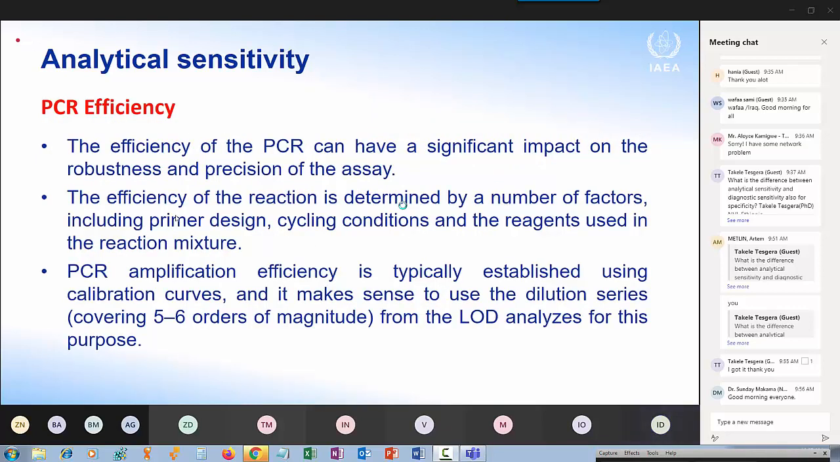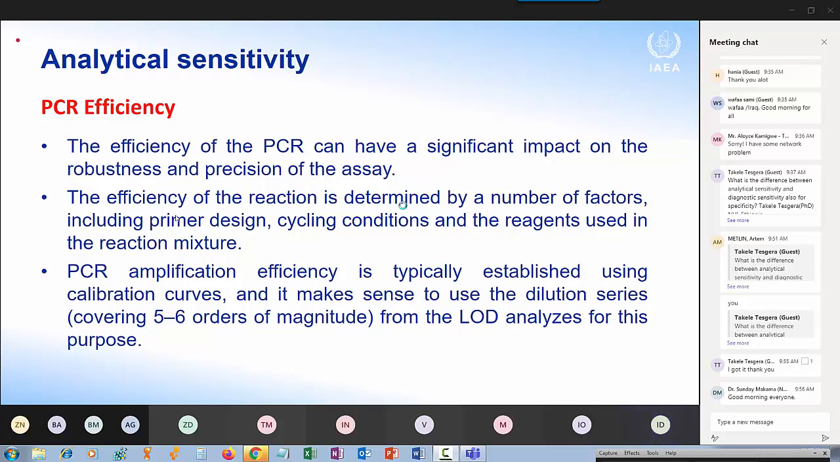This will depend on the PCR efficacy, and the efficiency of the PCR can have a significant impact on the robustness and the precision of the assay. The efficacy of the reaction is determined by a number of factors, including primer design, cycling conditions, and the reagents used for the reaction mixture. The PCR amplification efficiency is typically established using a calibration curve or standard curve analysis, and it makes sense to use the dilution series for performing the limit of detection.